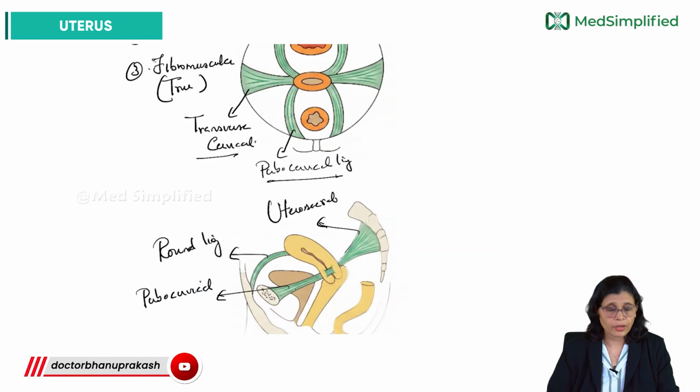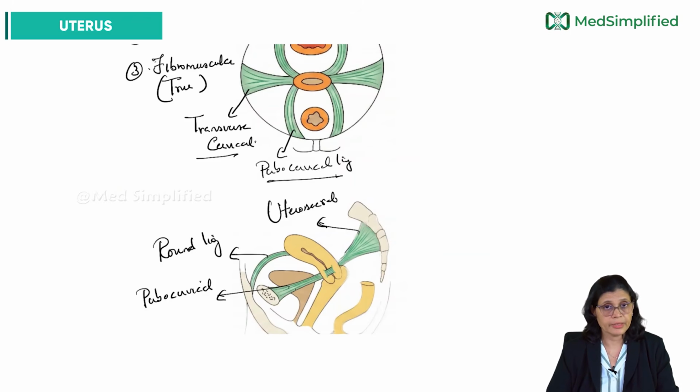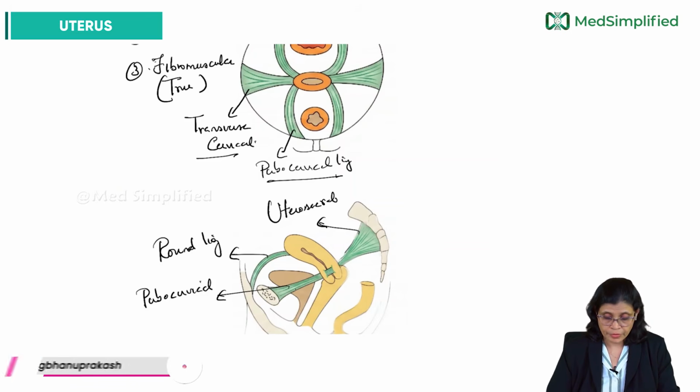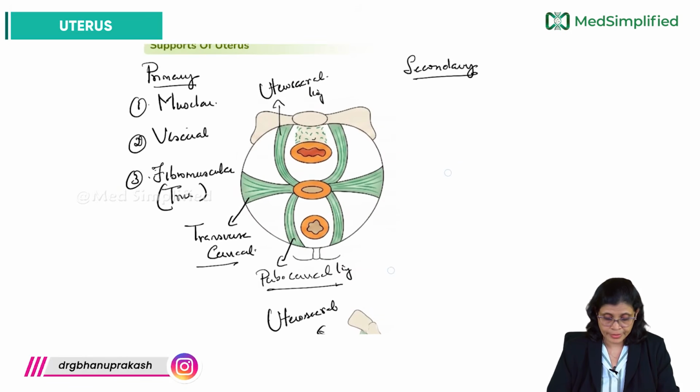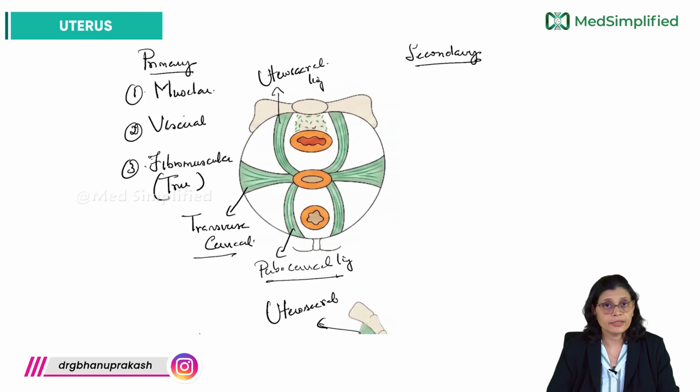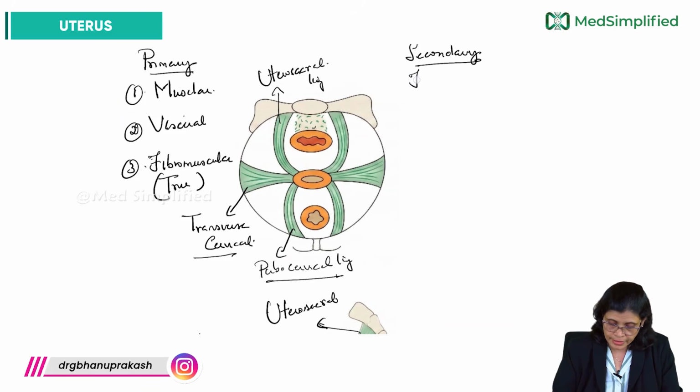So these are all, so the transverse cervical, the pubocervical, the uterosacral and the round ligament, they form the fibromuscular support, okay, and they are nothing but the true ligaments. So when we come to the secondary, we have the false ligaments, which form the secondary support here.